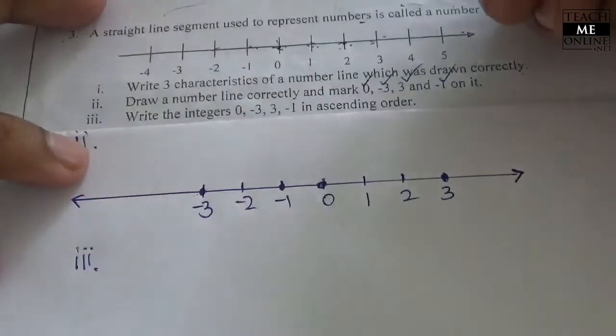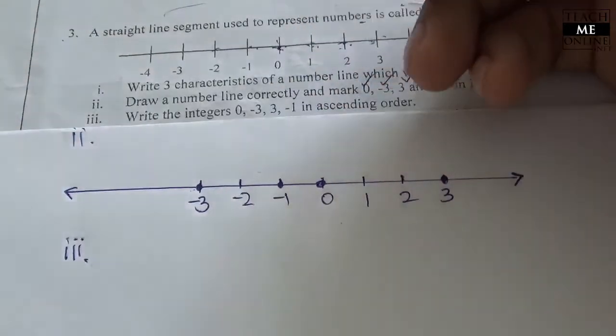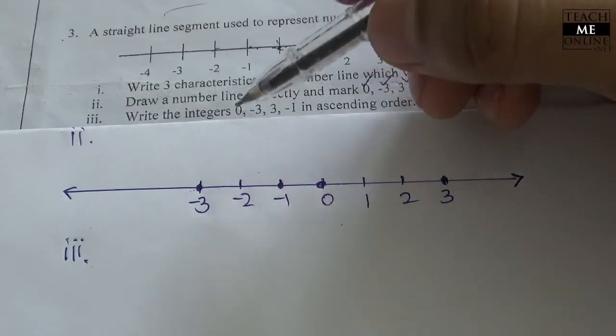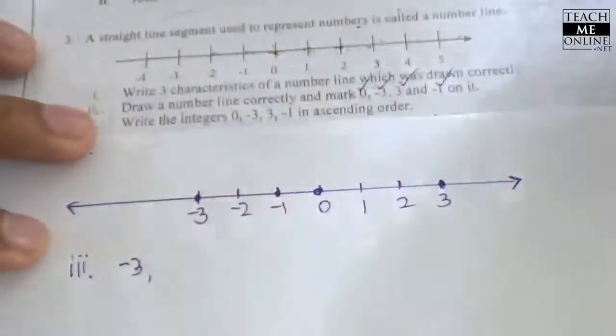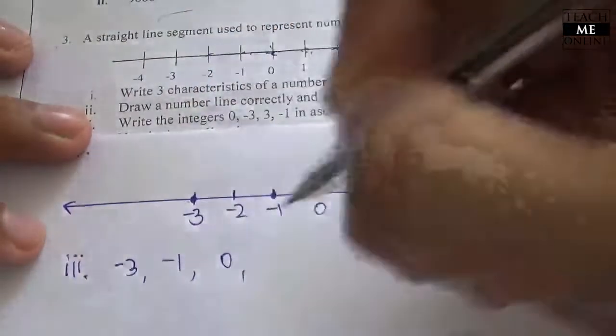Question number 3, subpart 3 actually. Write the integers 0, negative 3, 3 and negative 1 in ascending order. So ascending means lowest to highest. Now we have marked all 4. So let's see what's the lowest one, negative 3. Then the next one is negative 1. Then 0. And finally positive 3.